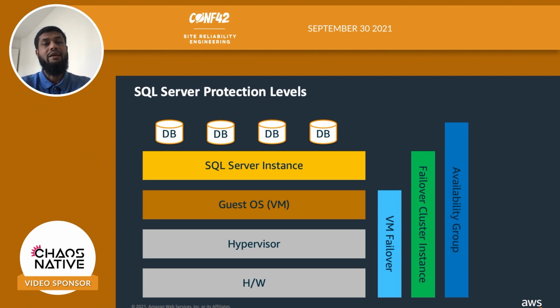Now, if I want to protect my databases, so I protected my hardware, I protected from the hypervisor, I protected for the OS level, and also protected for the SQL Server instance level. But what if my database gets hung, or my database itself becomes nonfunctional? Then we have the availability groups or mirroring that could help you tackle that scenario and fail over to the other partner. We'll dive into every single option in depth as we go through the slide deck.